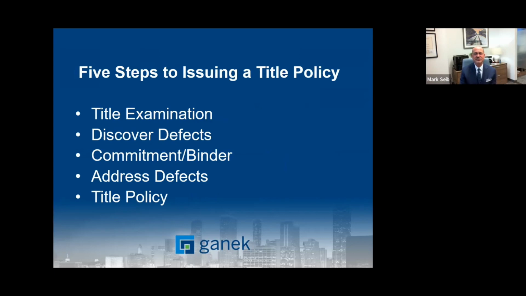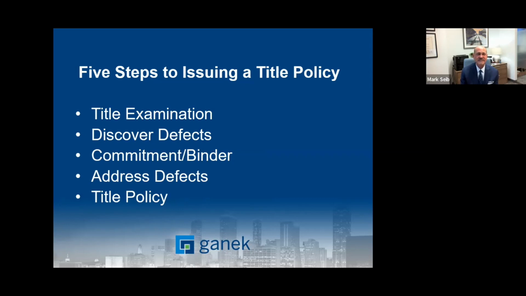There are 5 steps to issuing a title policy. Number 1 is the title examination, and through the title examination, we discover defects. Then we eventually issue a commitment or a title binder. A title commitment is something that typically the law firm sends to the lender, but if a buyer were to request a title commitment, we'd be happy to issue one.